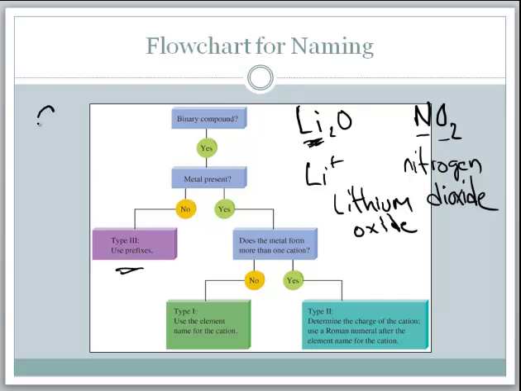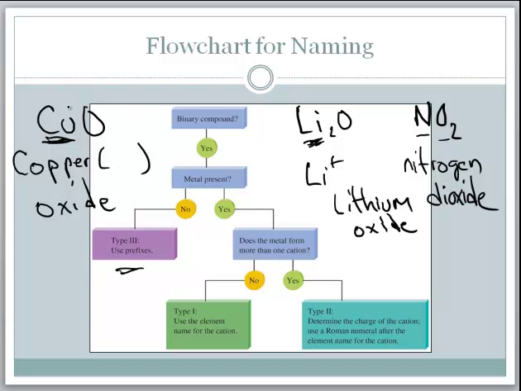If we had, say, copper and oxygen, over here, does the metal form more than one cation? In other words, the metal is copper. It's not in one of those columns, so yes, so now we need to use the Roman numeral to name this. So we want to name this copper something oxide. So what would the charge on copper be here? Well, if it's a 1-to-1 ratio, we know that oxygen is 2- because it is in one of those columns, so copper here would have to be 2+ to maintain that 1-to-1 ratio. So since it's 2+, we're going to put Roman numeral 2 there. So we would call it copper 2 oxide.